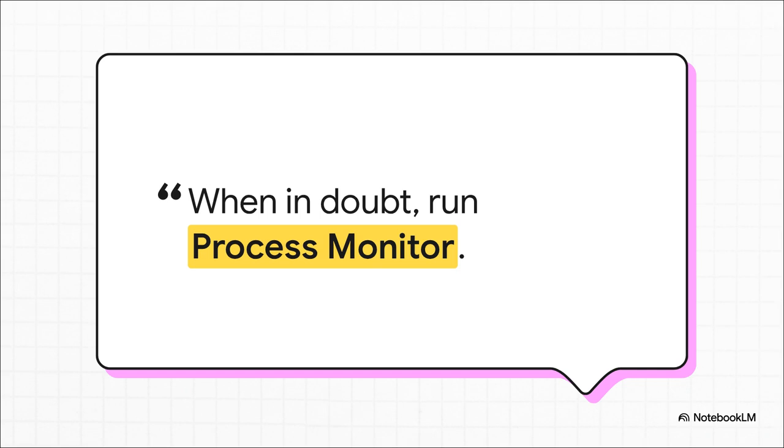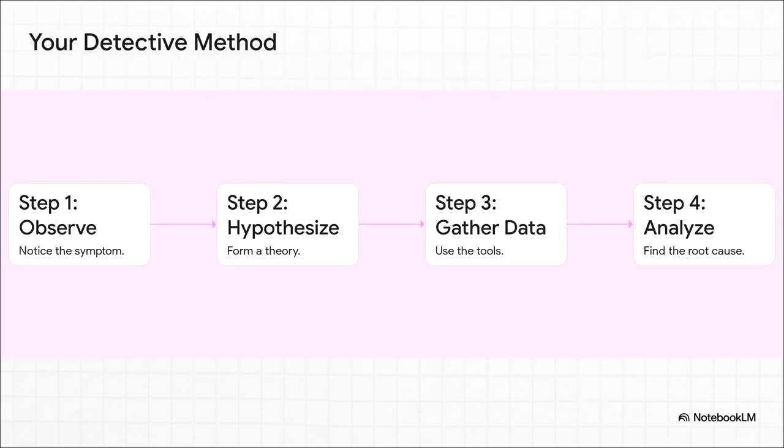No matter what the problem is, if something's slow, if there's an error, if something's crashing, your first move, your gut instinct, should be to capture what's happening with Process Monitor. The clues, they are almost always in the data. So here's your method. It's really that simple.